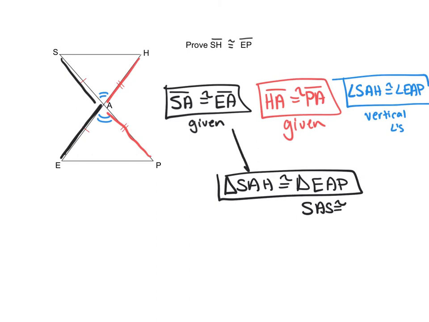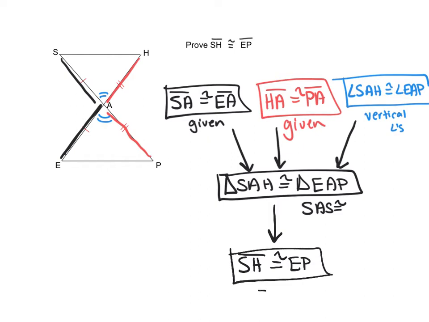And then I want to show the facts that lead to that information to allow me to conclude that. Then I know these triangles are congruent. Well, if I know these triangles are congruent, then all parts of them must be congruent, including SH and EP, because those are a corresponding pair of parts. So from that, I can list SH is congruent to EP, and my reason would be congruent triangles yields congruent parts.